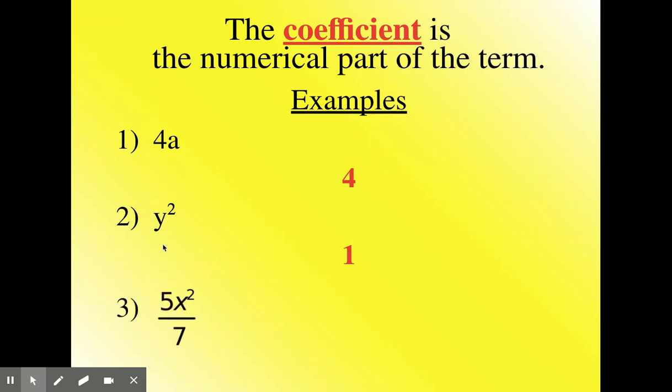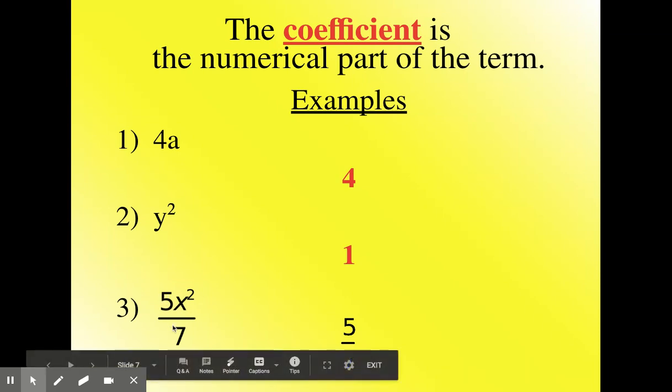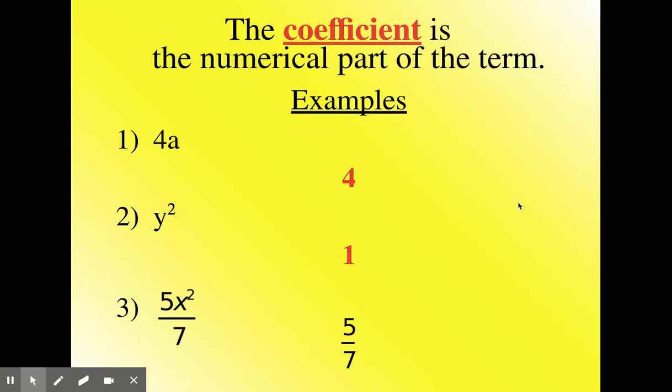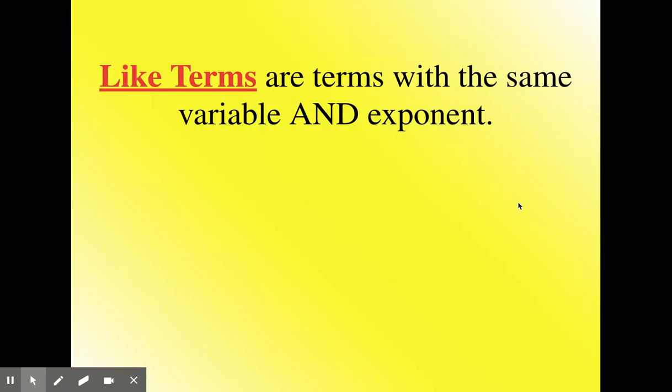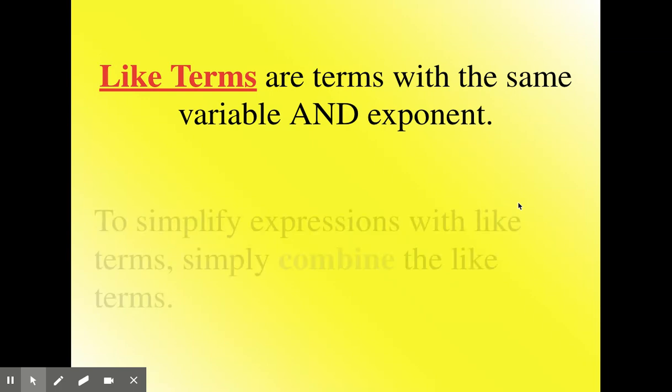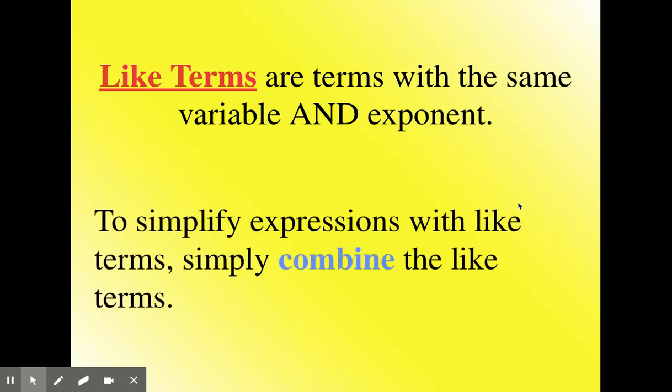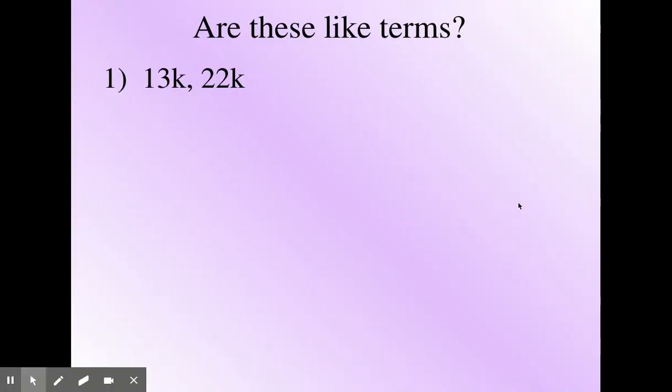And then finally, 5x squared divided by 7, what's the coefficient? 5/7. So we can detach the 5 and the 7 to make it 5/7, and then the x squared could be separated out, and therefore we get 5/7 as the coefficient. Like terms are terms with the same variable and exponent. To simplify expressions with like terms, simply combine the like terms.